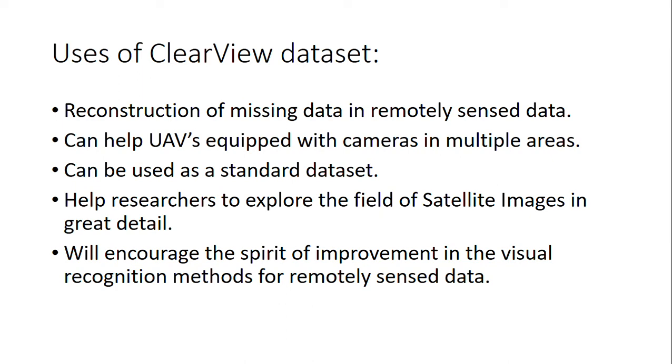This Clearview dataset is very useful to the machine learning community in many ways. This dataset focuses on the very current problem of processing incomplete data from remote sensing images. It targets a really focused and troubling problem statement for researchers and aims to provide an infrastructure to solve the missing data problem in remotely sensed images. This dataset can also help UAVs equipped with cameras in numerous ways and make their computer vision algorithms less sensitive towards this noise. It will also motivate researchers to explore the field of satellite images in great detail. Further, it will also encourage the spirit of improvement in visual recognition methods for remotely sensed data.